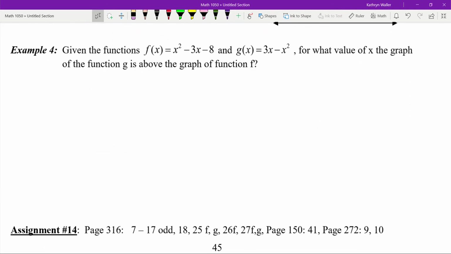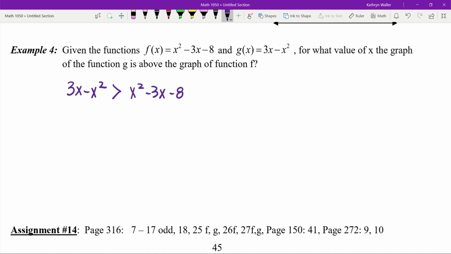Given f of x and g of x, for what values of x is the graph of g above the graph of f? Everybody write g down: 3x minus x squared. There's your g. You want it to be above f of x, x to the second minus 3x minus 8. What's another word I could put in there for above? Greater than. Yeah. The toughest part, I think, is to recognize it's a critical numbers problem.